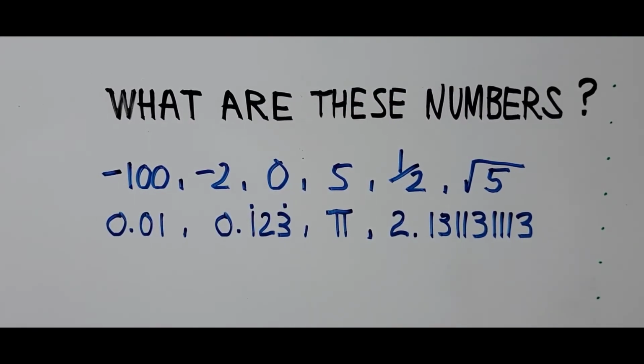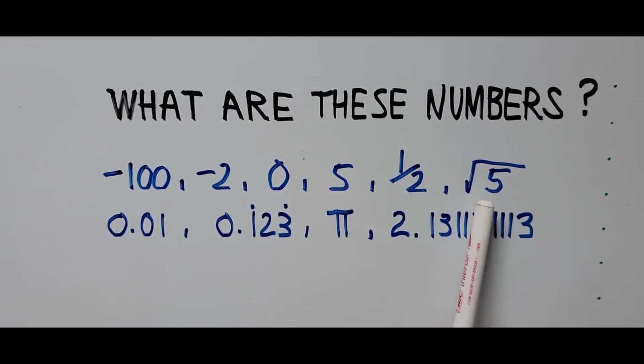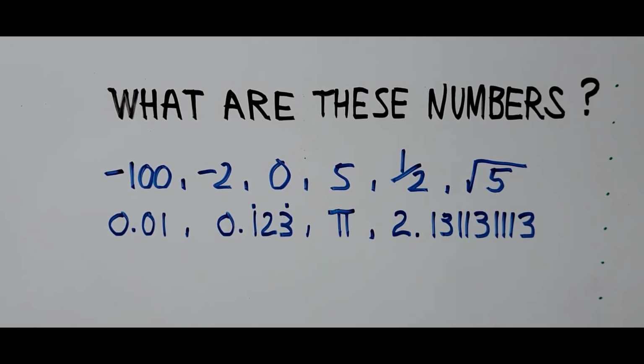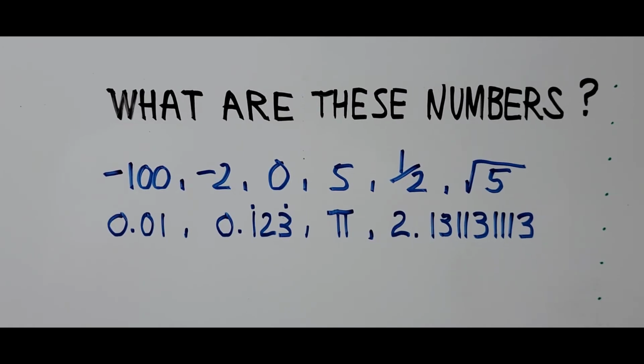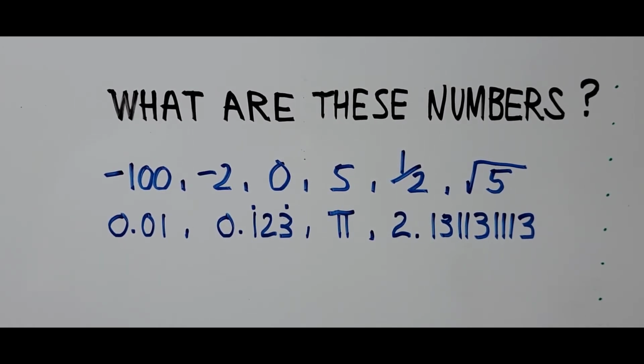In our list, if you notice, square root of 5, you did not see that on the number line. And how about this? Pi. How about this? 2.13113 and then 1113 right there. So these three are irrational numbers. How did we come to name these numbers irrational numbers? Anything not classified under rational numbers is an irrational number.